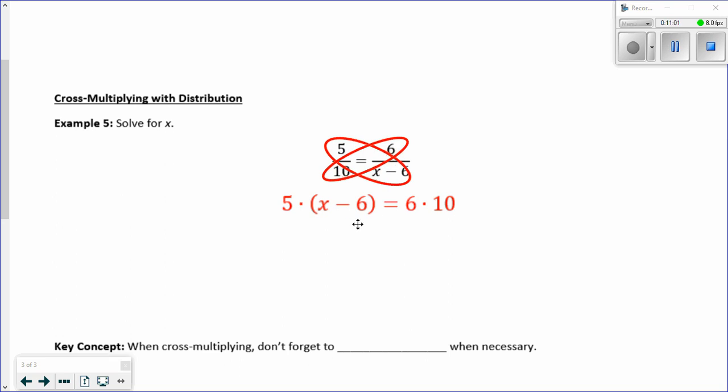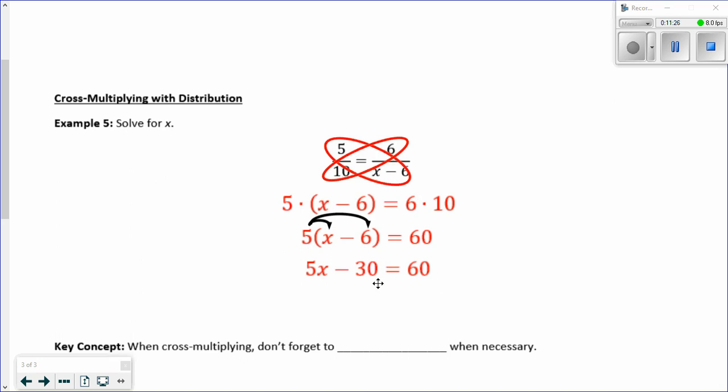So now I'm going to multiply. And I'm just going to do 5 times the group again. (x minus 6) equals 60. So now I'm going to have to distribute this 5 to everything inside the parentheses. So 5 times x and 5 times negative 6. 5 times x is just 5x, and 5 times negative 6 is negative 30, equals 60.